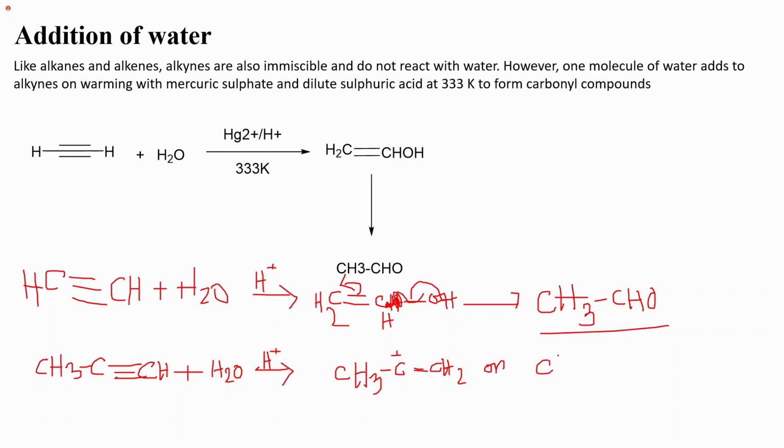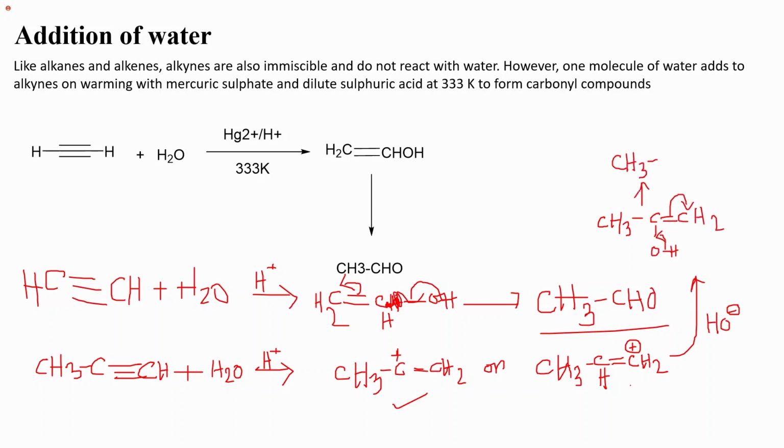another product can happen, CH3 C double bond CH2. Now if you add the OH minus, because this is a primary carbocation and this is a secondary carbocation, it is more stable, so it will go via this way. So what you are generating is CH3 C(OH)=CH2, then CH3 C double bond O and then CH3. This is a ketone.